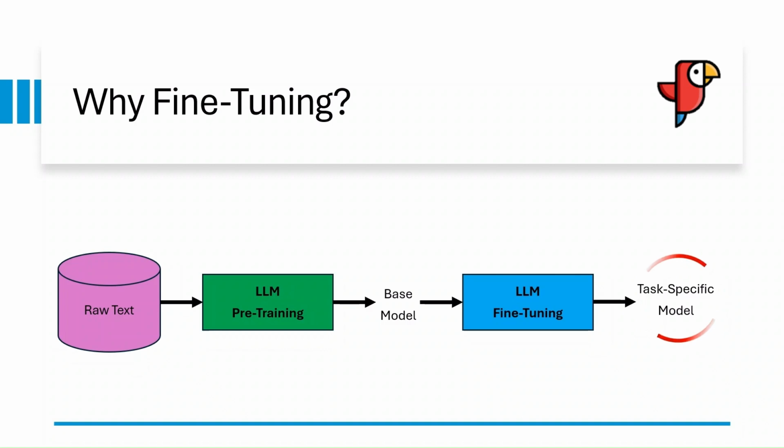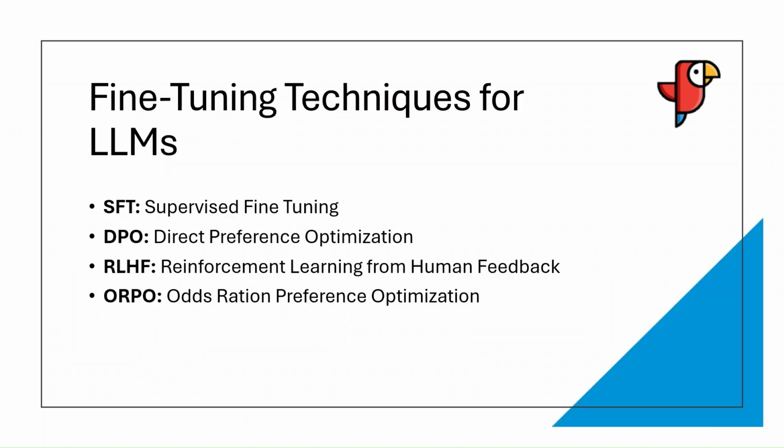For this purpose, there are various fine-tuning methods. The most popular method is SFT, or Supervised Fine Tuning, in which we fine-tune the LLM using pairs of prompts along with their responses. The other method is DPO, or Direct Preference Optimization. Another option is RLHF, or Reinforcement Learning from Human Feedback. The most recent option is ORPO, or Odds Ratio Preference Optimization, which we explain in this video.